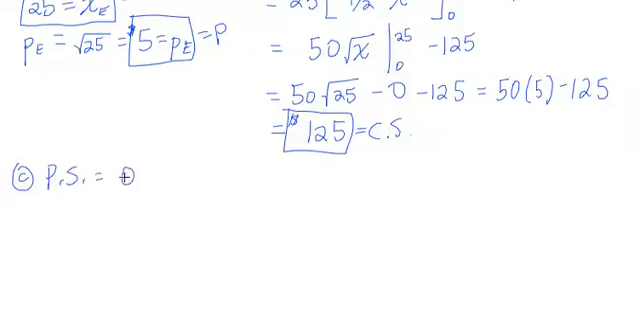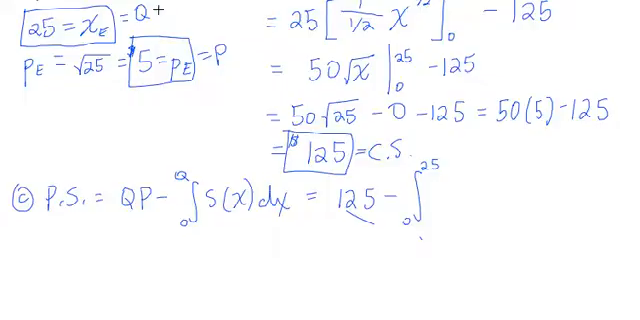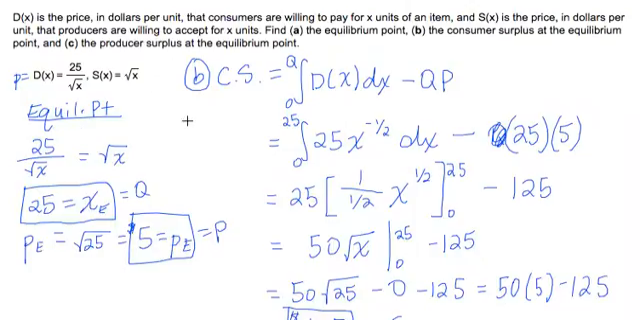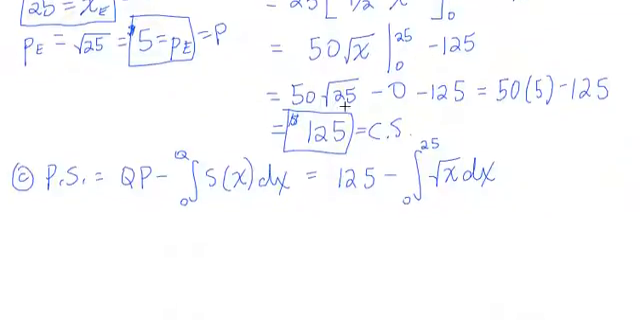Then for part C, to find the producer surplus at that point, producer surplus equals QP minus the integral from 0 to Q of s of x dx. QP is 5 times 25, or 125, minus the integral from 0 to the quantity Q, which is still 25 right here. The function s of x was the square root of x dx. And I think based on what I've done up here, you should be able to compute that integral.